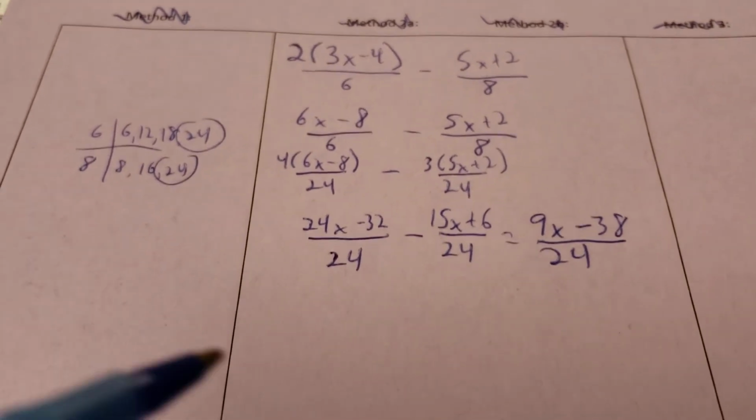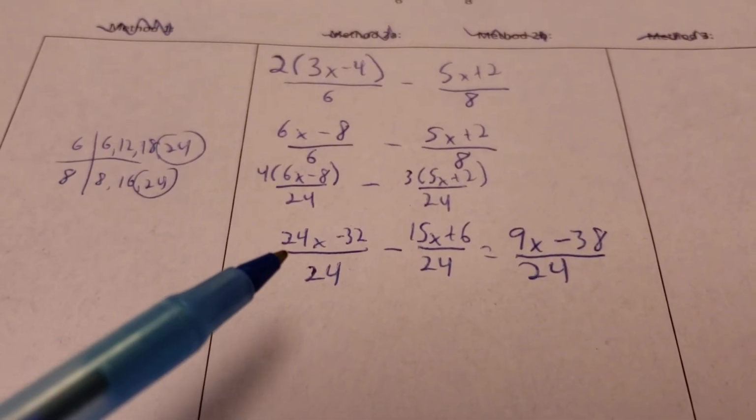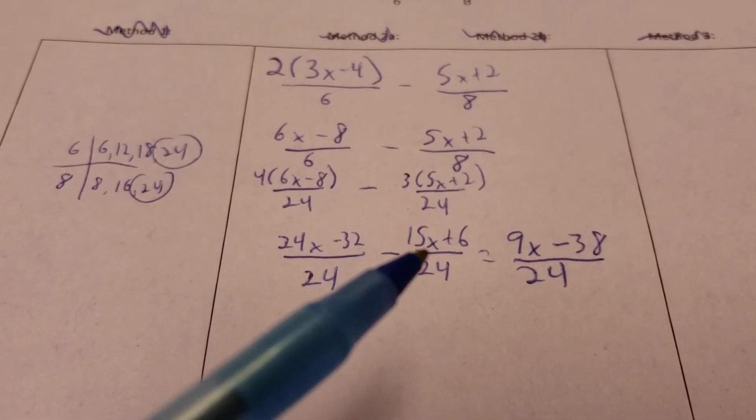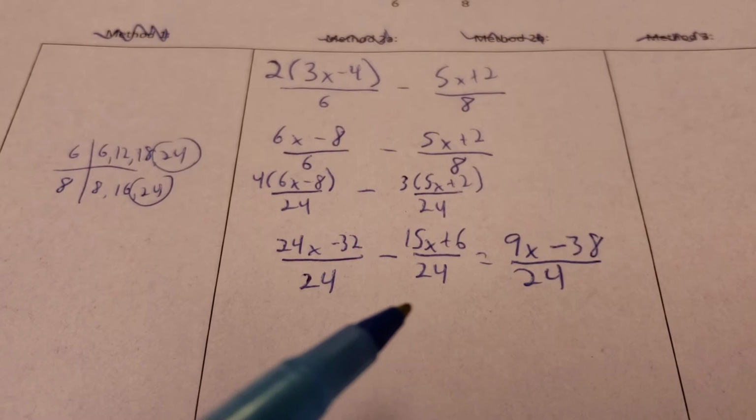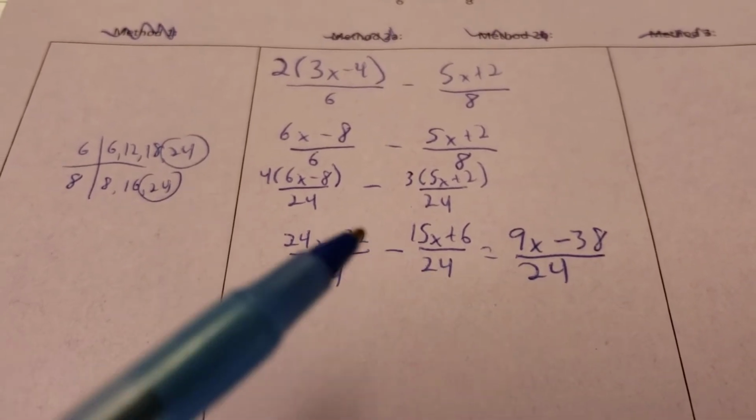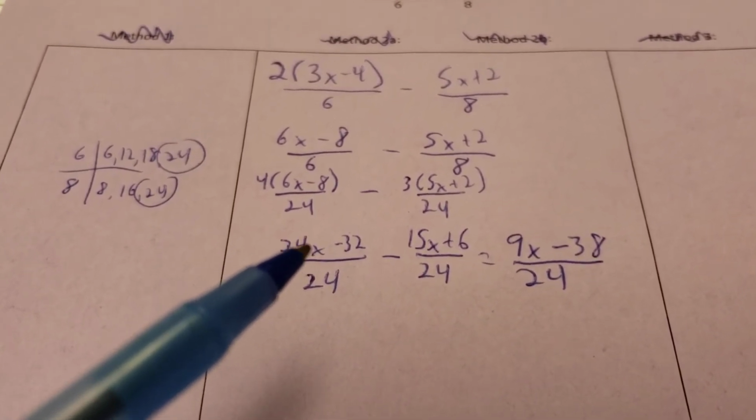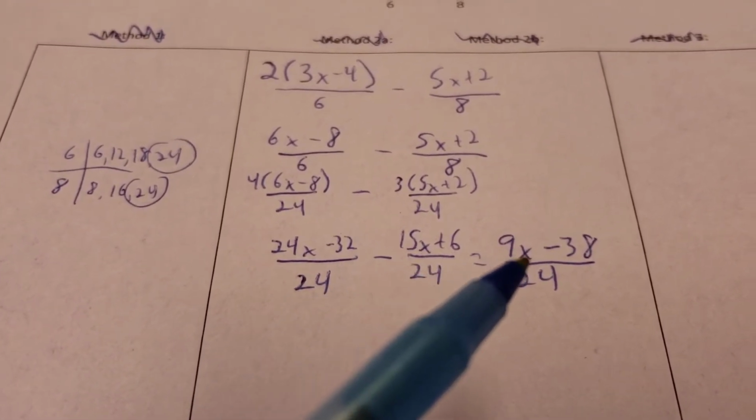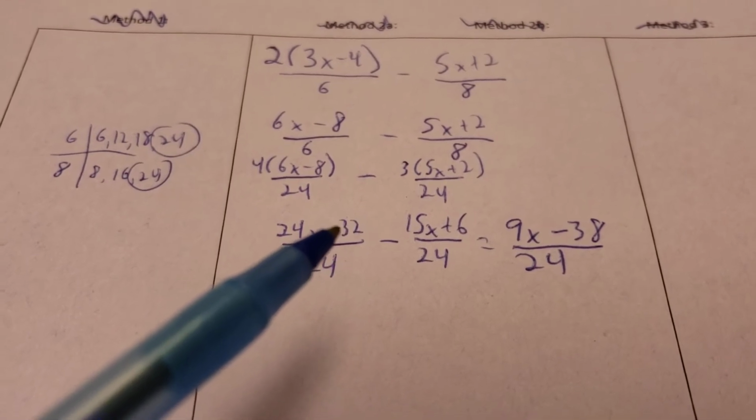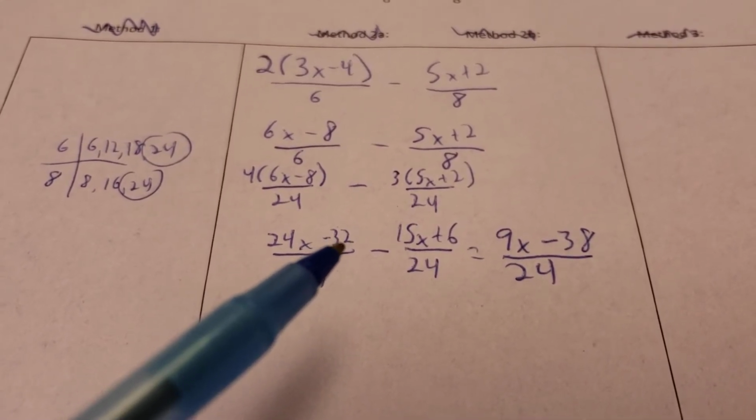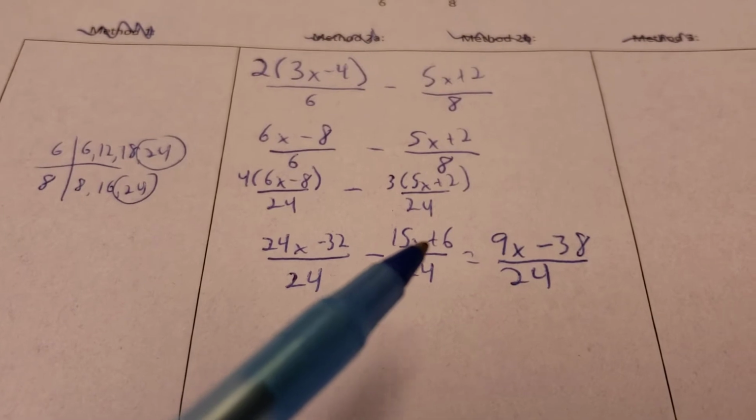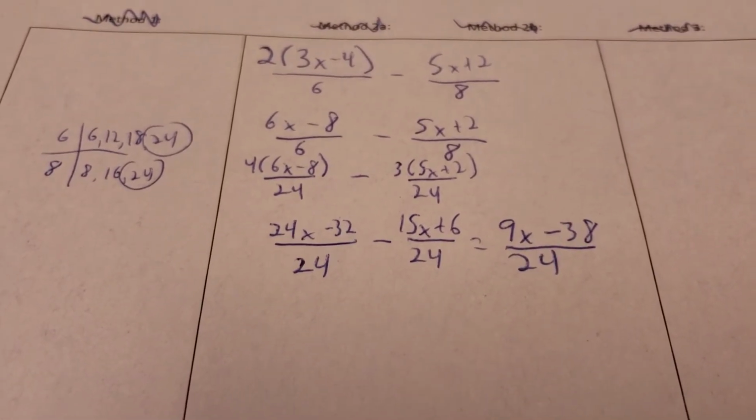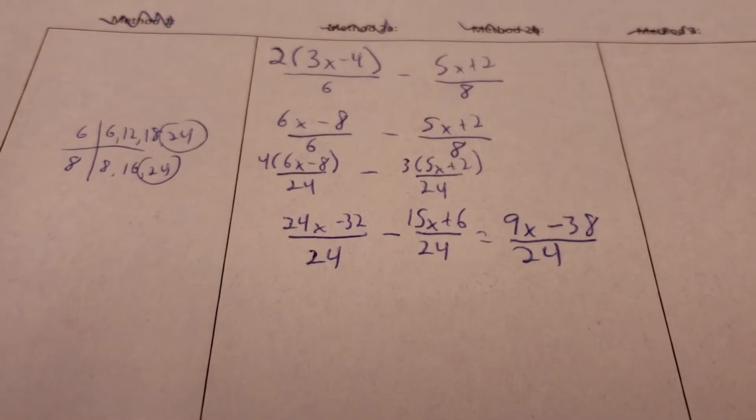I have to distribute all over again, which in that case now I got 24x minus 32. That all sits over 24. And distribute over here, and I get 15x plus 6 all over 24. So the 24 is good to go. But what I have then is I have 24x minus 15x. That leaves me 9x's. Then I get a minus 32, or negative 32, minus 6. So 9x minus 38 all over 24. All right, and we'll leave it as that.